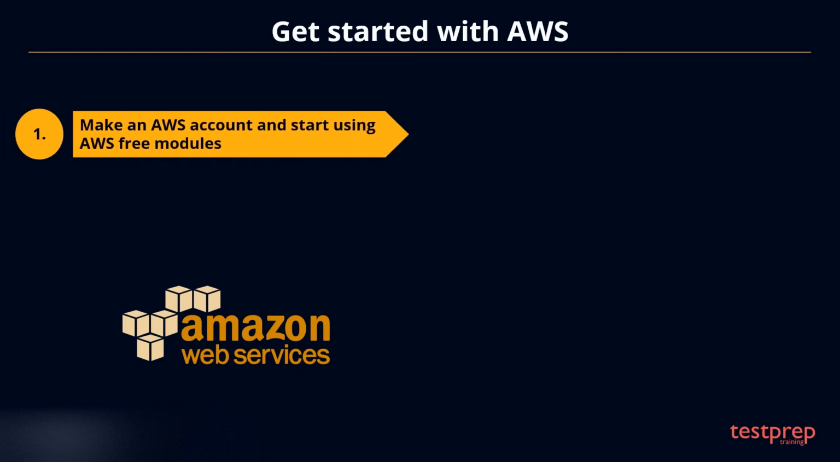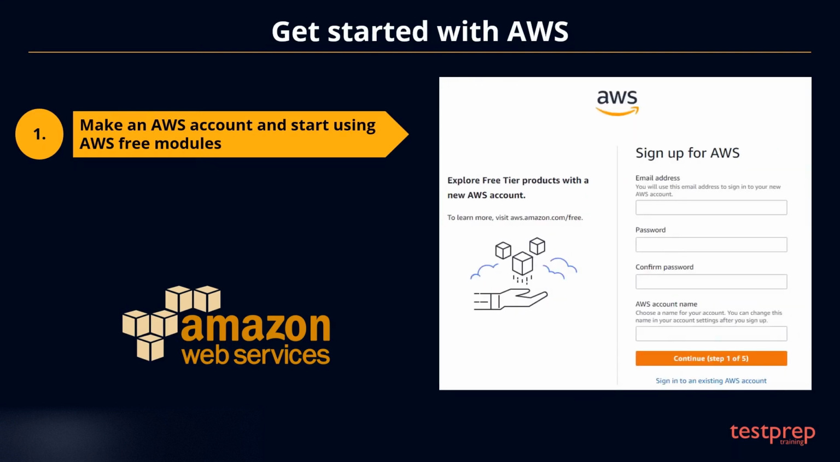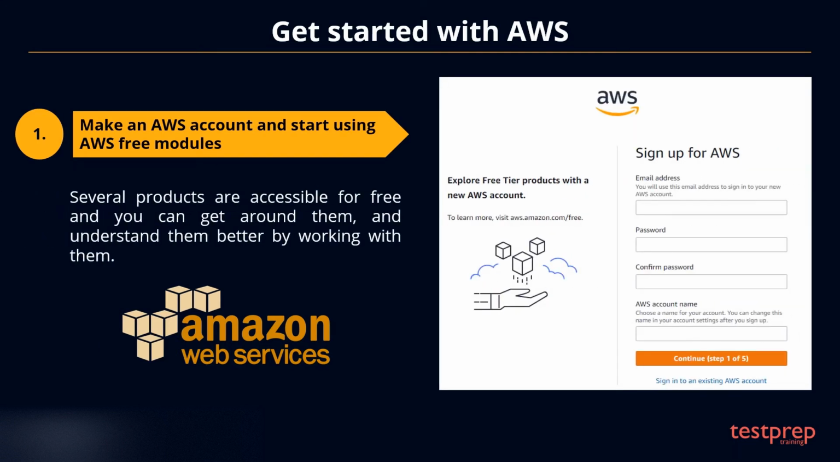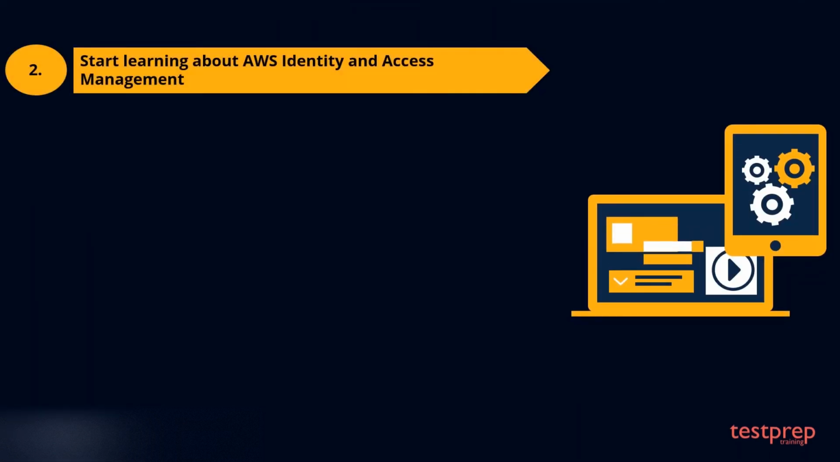Step 1. First things first, make an AWS account, and start using AWS free modules. Yes, several products are accessible for free and you can get around them, and understand them better by working with them. Step 2. Start learning about AWS Identity and Access Management.